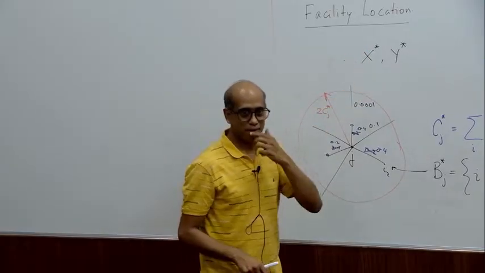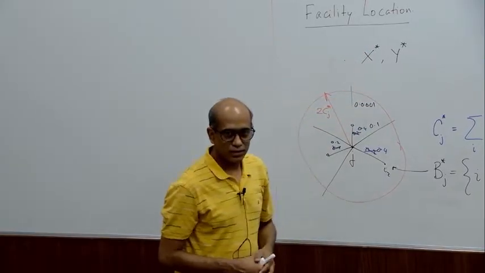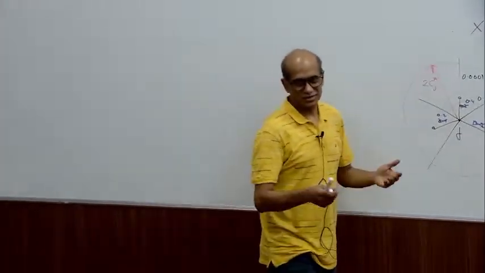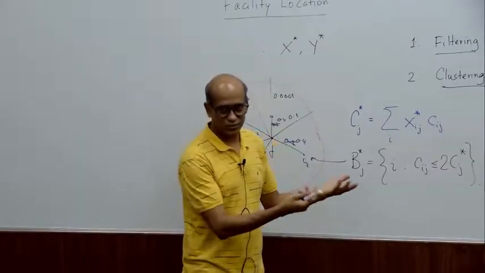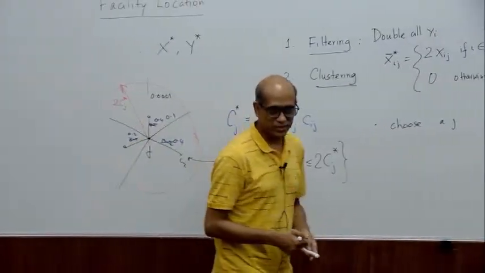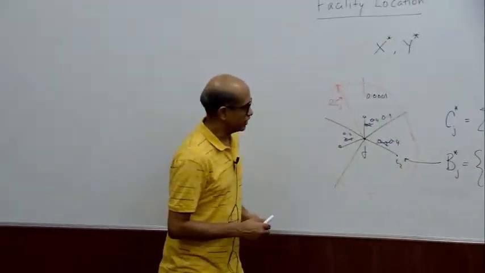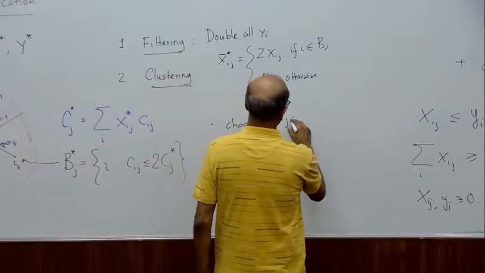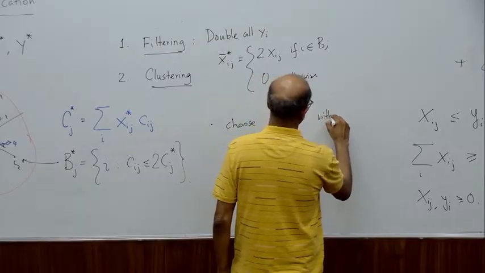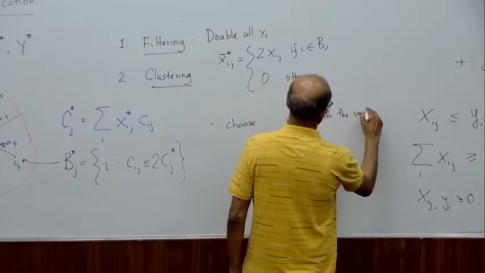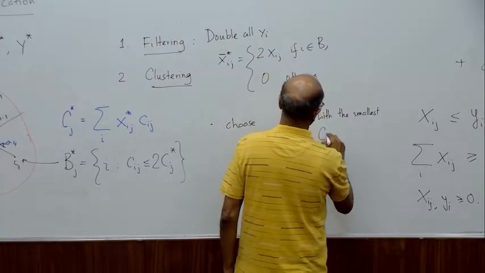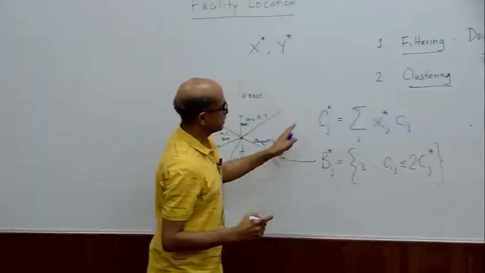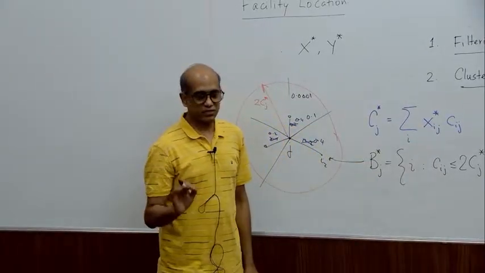So far so good? Are we doubling the yi's as well? Yeah, but I'm doing it flatly, it doesn't matter. You're right, I should be more careful, but I have no way of using that. Okay, good. So now you choose a demand j with the smallest cj star value. Whatever this value was, you pick a j with the smallest one.